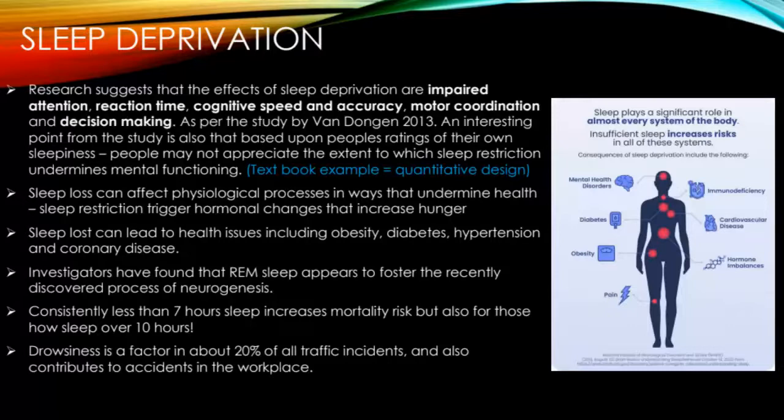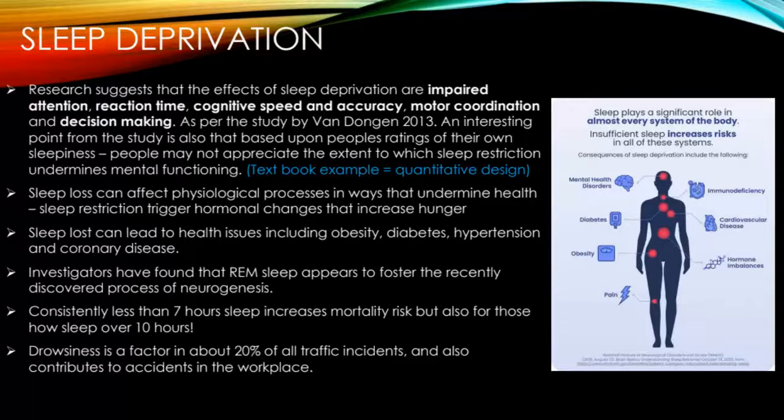Sleep loss can affect physiological processes in a way that undermines health. Okay. For example, sleep restrictions can trigger hormonal changes that increase hunger. Sleep loss can lead to health issues, including obesity, diabetes, hypertension, and even coronary or heart disease. Investigators have found that REM sleep appears to foster the recently discovered process of neurogenesis, which is where neurons can repair themselves. So REM has a function in that to help our brains start to function more optimally.